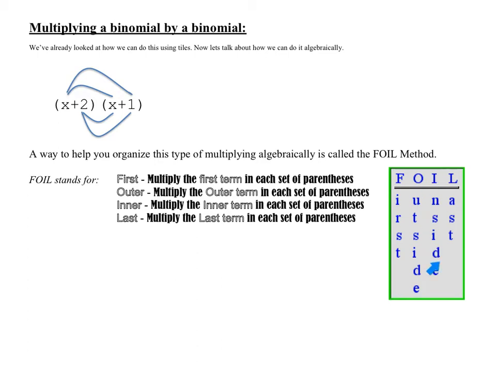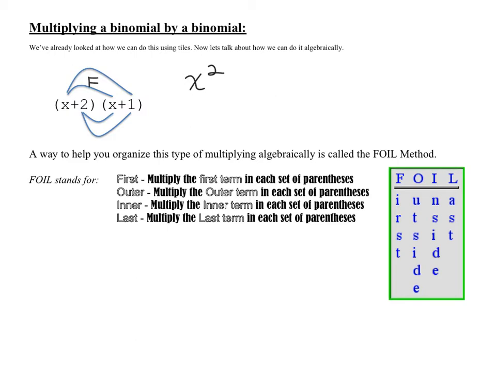First, outside, inside, last. So basically what that means is you multiply the first two terms together. So if you look at this problem, x plus 2 times x plus 1. In this set of parentheses, the first term is x, and in this set of parentheses, the first term is x. So what you would do is you would multiply x times x. So I'm going to put an F right here, standing for first. So x times x is x squared, right?